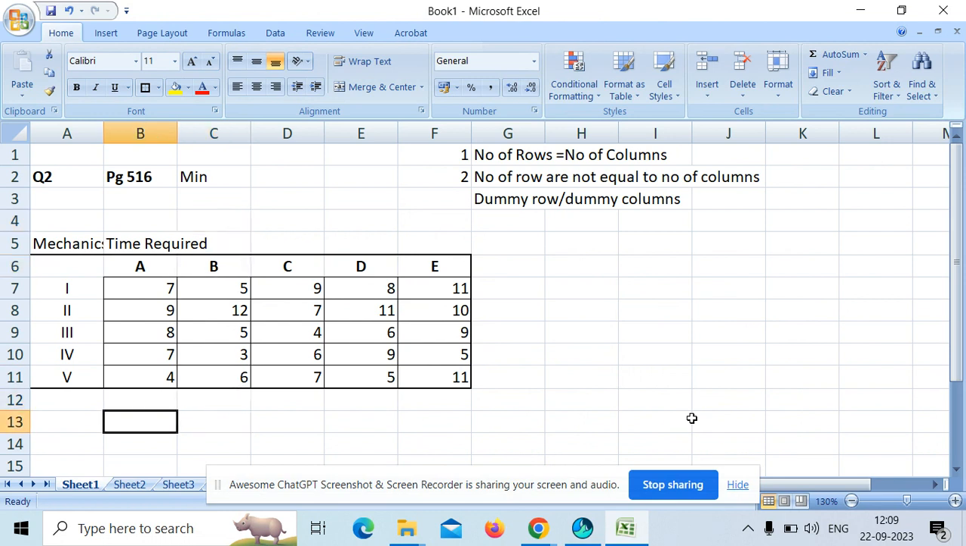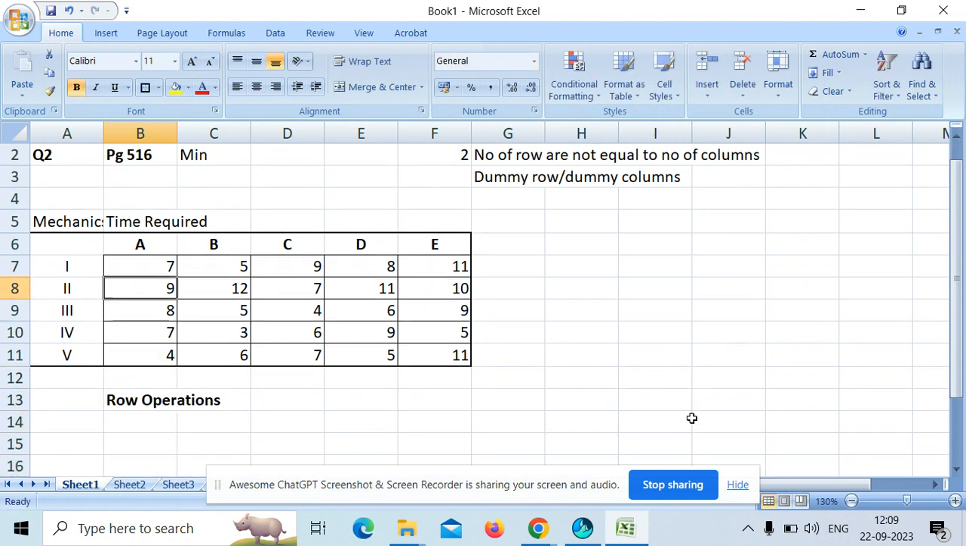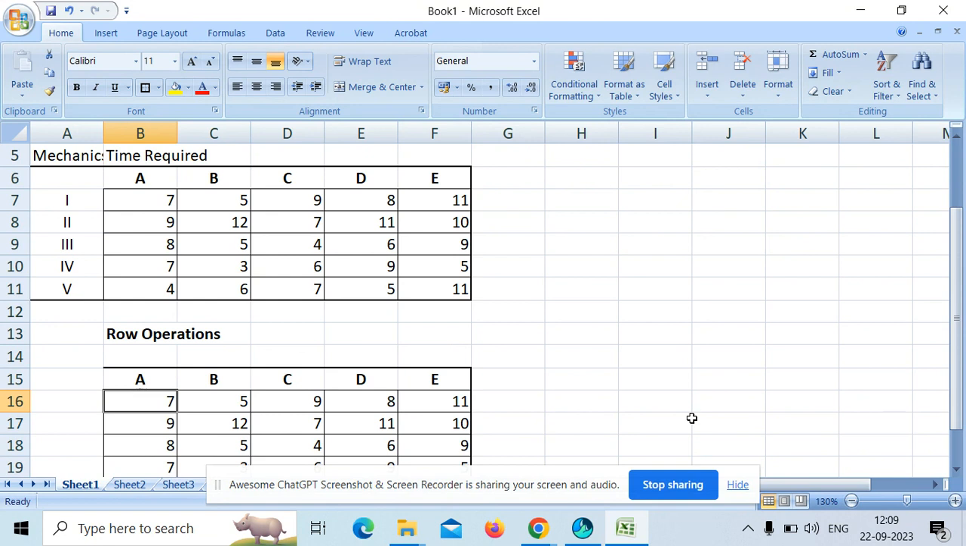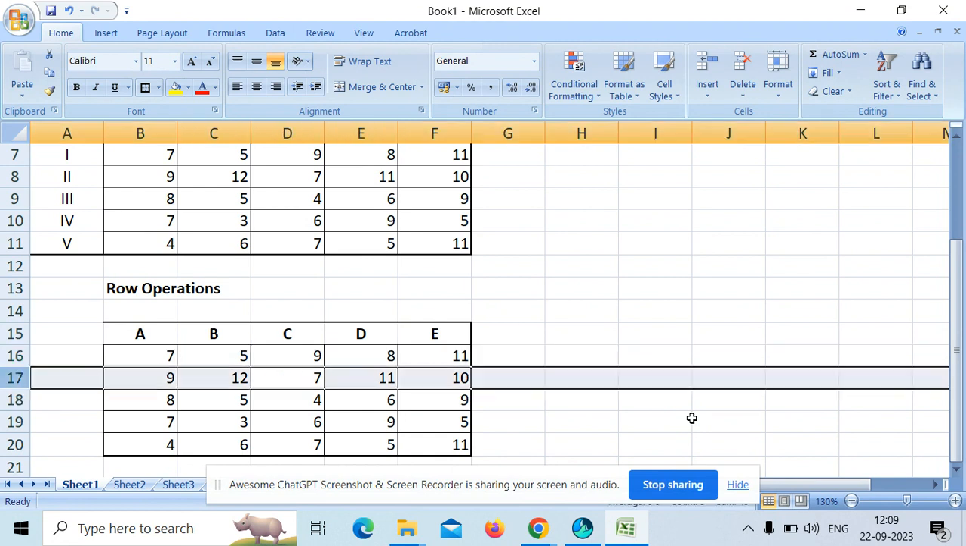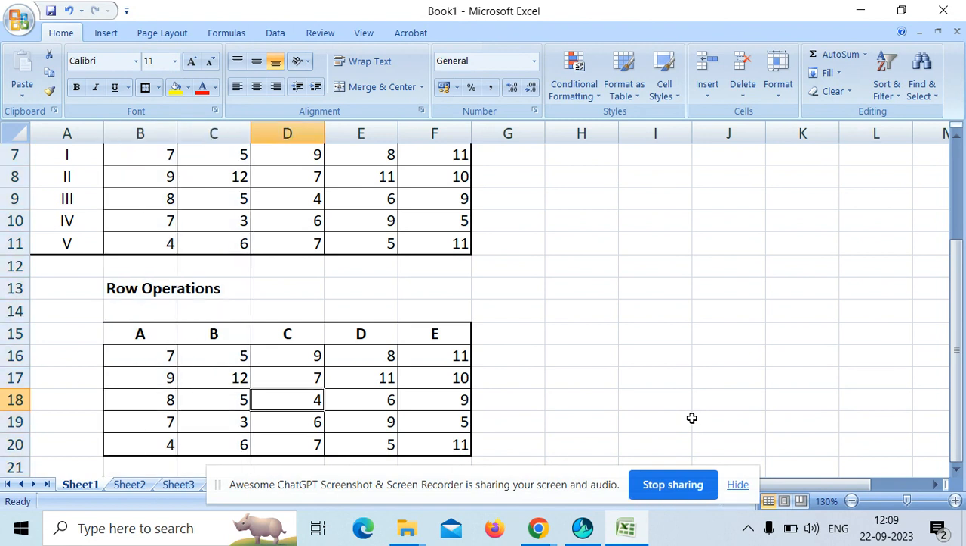Now my first step is row operations. Under row operation, again I'll note down my matrix. I'll identify the smallest number from each row. Row is horizontal, this way, and column is vertical. So I'll identify the smallest number from each row: 7 here, here it will be 4, then it will be 3, and here it will be 4.